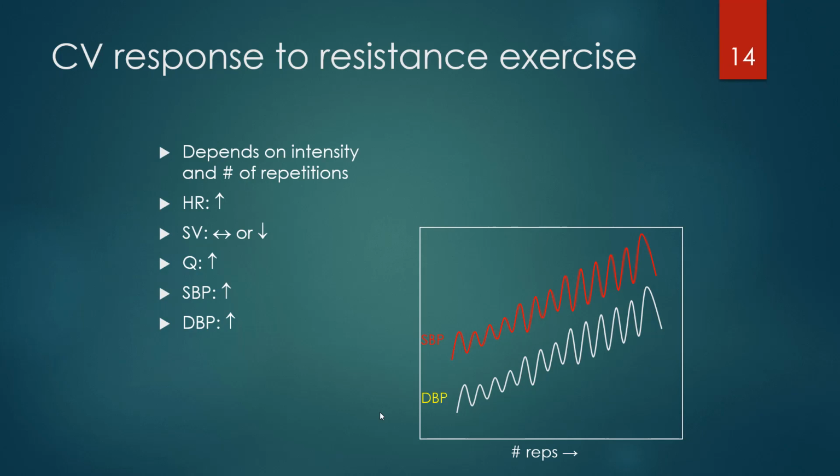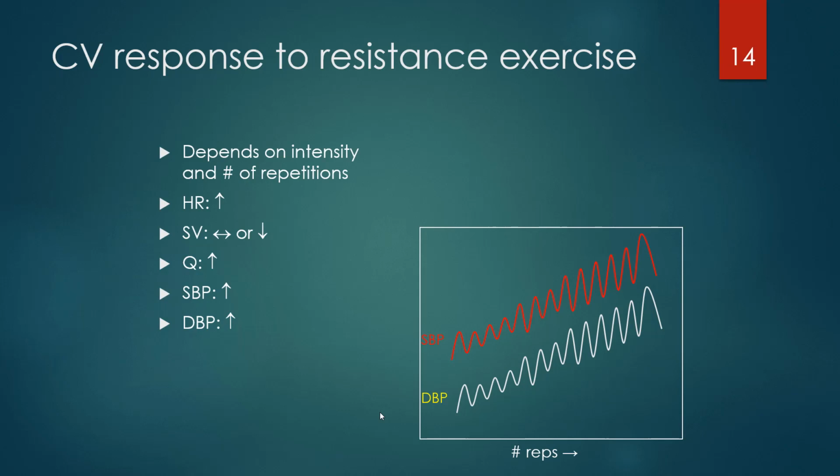So if we look at a variable like heart rate, it's going to go up. More repetitions, greater intensity, it's going to go up more. Stroke volume, this is a big difference from what we saw with aerobic. Stroke volume is actually going to stay the same or drop. The reason is that you don't get that big increase in preload that we got during aerobic exercise.